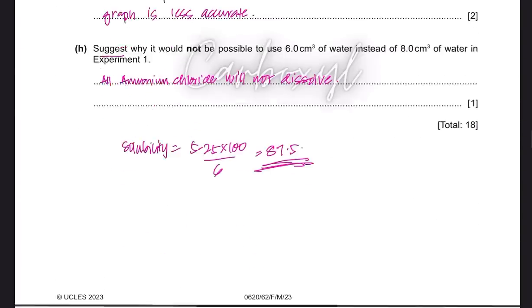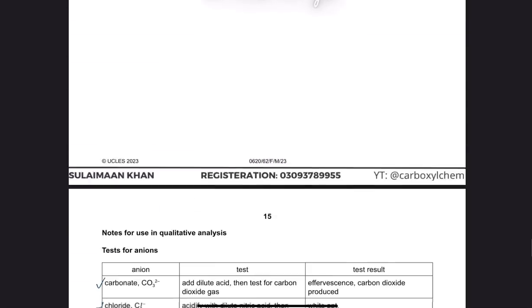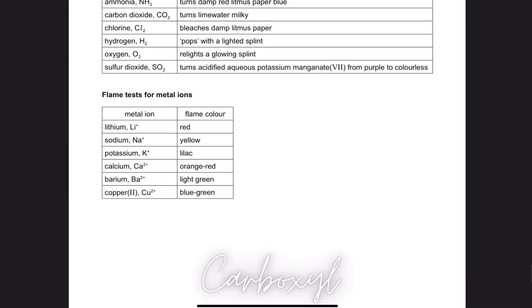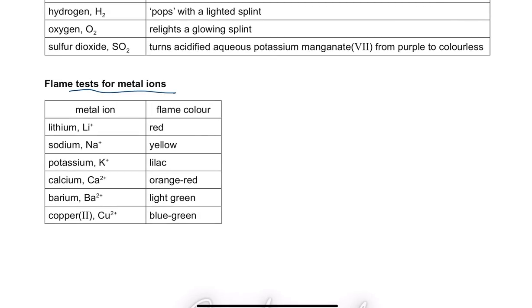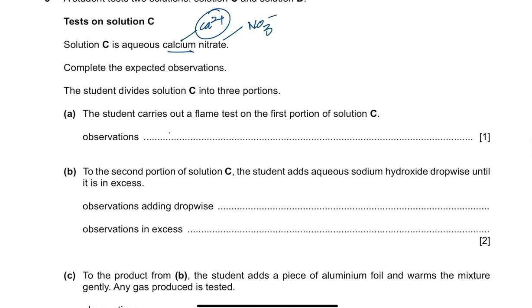Theek hai? So if you check the question out, if I go back, it says complete the expected observations. The student divides solution C into 3 portions. The student carries out a flame test on the first portion. Obviously, flame test aapne sirf cations ka padha, calcium 2+ pe flame test apply hoga. Color yaad karne ki zarurat bhi nahi aapko, either direct the flame test for metal ion, since you know it's a calcium 2+ ion, orange red would be the flame color. Literally, that's how easy it is, right? So the flame color would be orange red because of the calcium 2+ ion. That's going to be the observation.